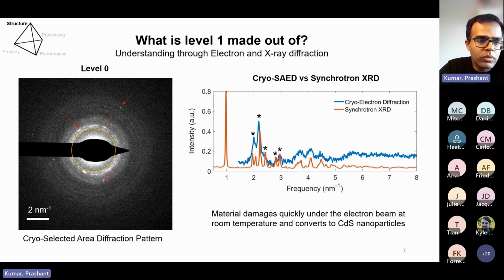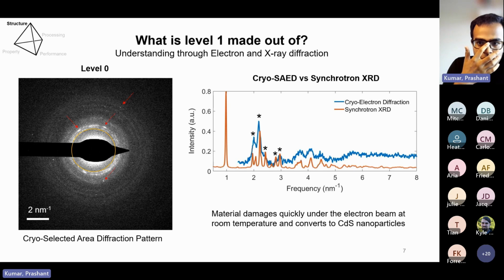Our first clue came when we looked at the cryodiffraction pattern of these thin sheets. We saw this kind of textured polycrystalline pattern, which says that there is some sort of ordering present in these nanosheets. Now, what is this ordering and what are those constituent building blocks that are making this kind of textured diffraction pattern? So even though the cryo-electron diffraction pattern gave us this detail, we wanted to extract the atomic structure.